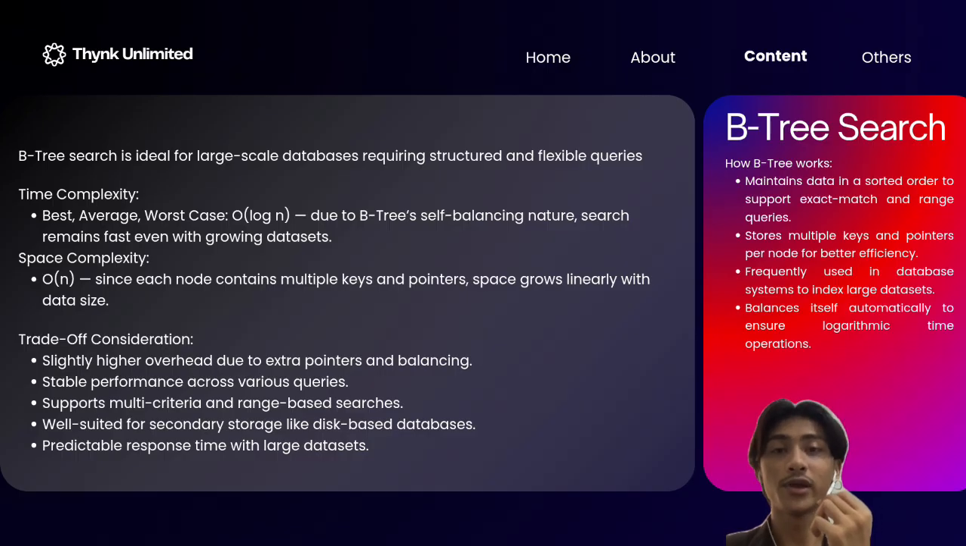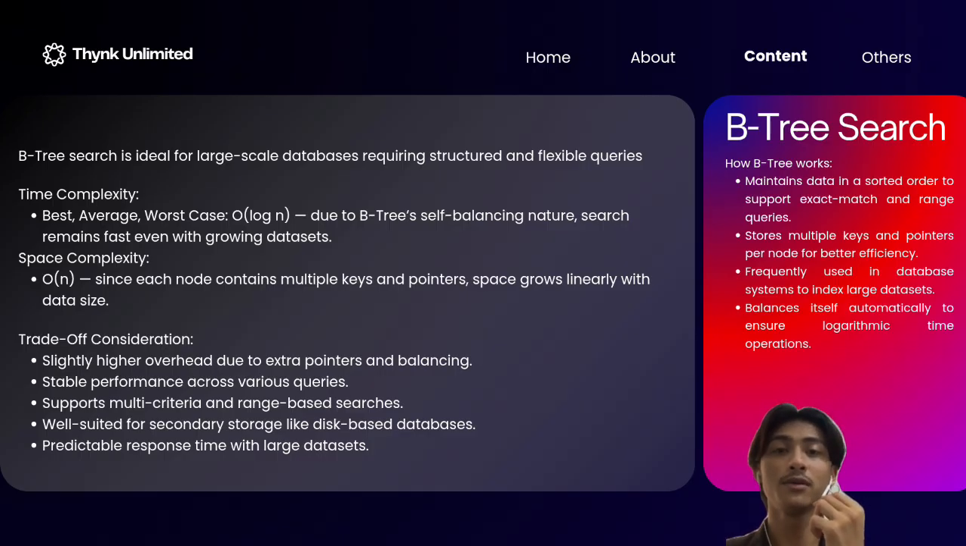Now let's talk about trade-offs. Yes, B-tree might have a slightly higher memory overhead compared to hash tables. This is due to the extra pointers and balancing mechanism. But in return, we get several advantages. First one is they are very stable across different types of queries. Second one is they support multi-criteria and range searches. The third one is they work extremely well on secondary storage like disks. All of this makes B-tree search perfect for databases that need scalability, consistent speed, and flexible queries.